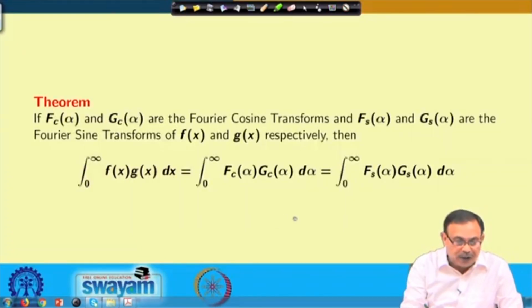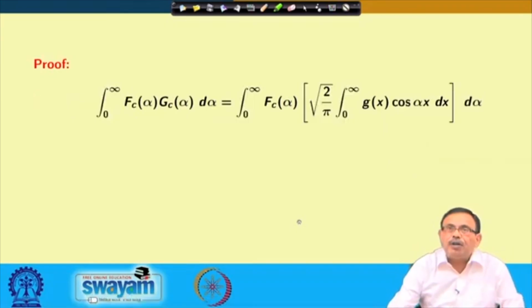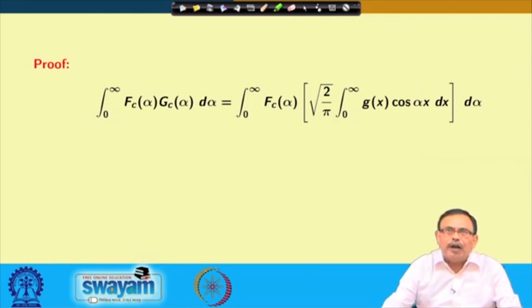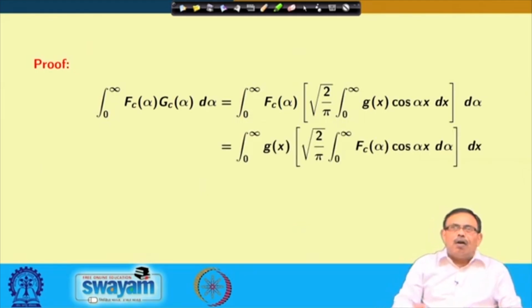So, quickly let us see it. I am starting with the right hand side, 0 to infinity F_c of alpha into G_c of alpha d alpha. This is equal to 0 to infinity F_c of alpha into root over 2 by pi 0 to infinity g(x) into cos of alpha x dx. Without changing the properties, I can interchange the order of the parameters x and alpha, so that I can write 0 to infinity g(x) into root over 2 by pi 0 to infinity F_c of alpha into cos of alpha x d alpha into dx.